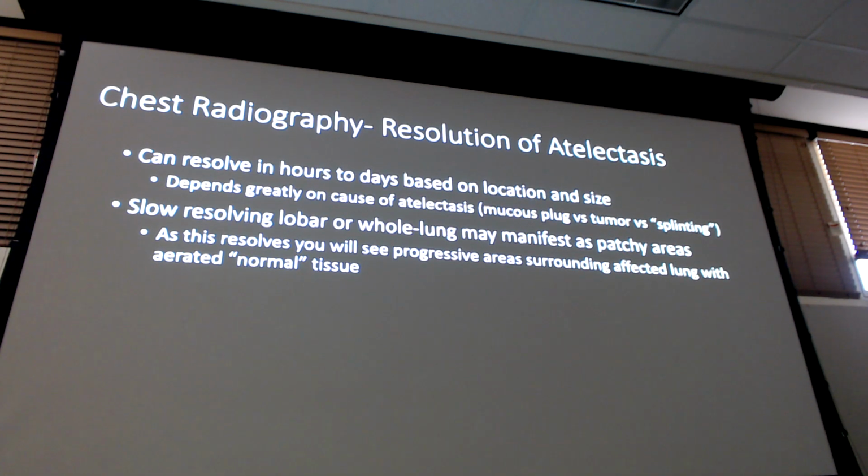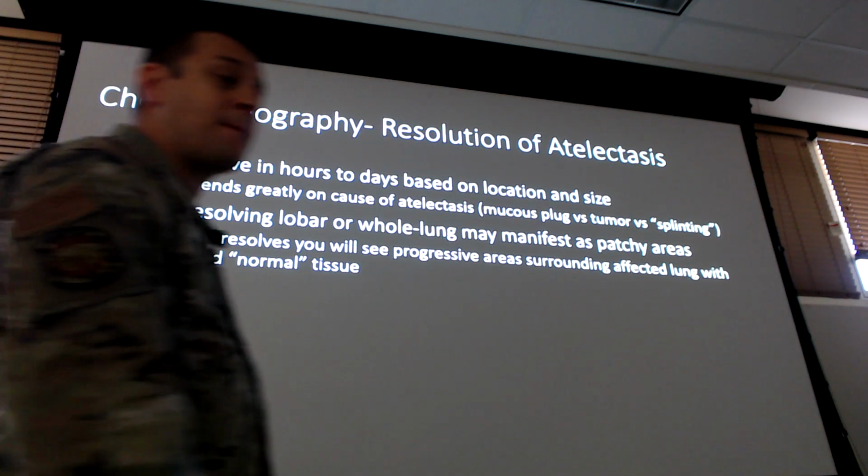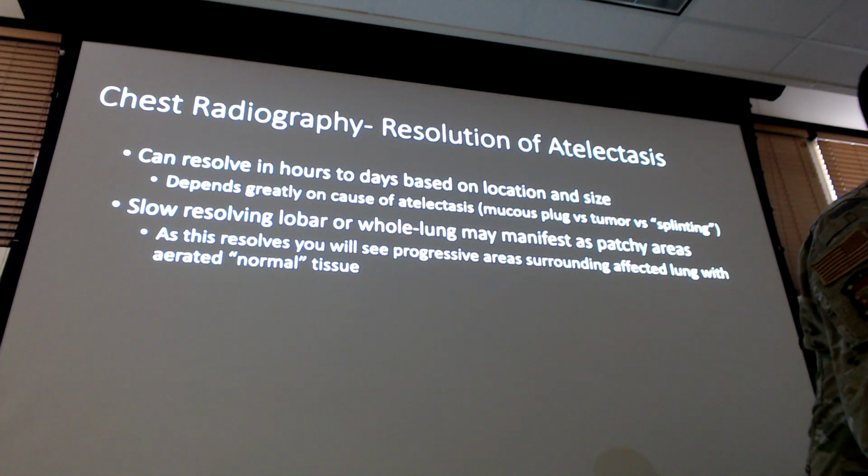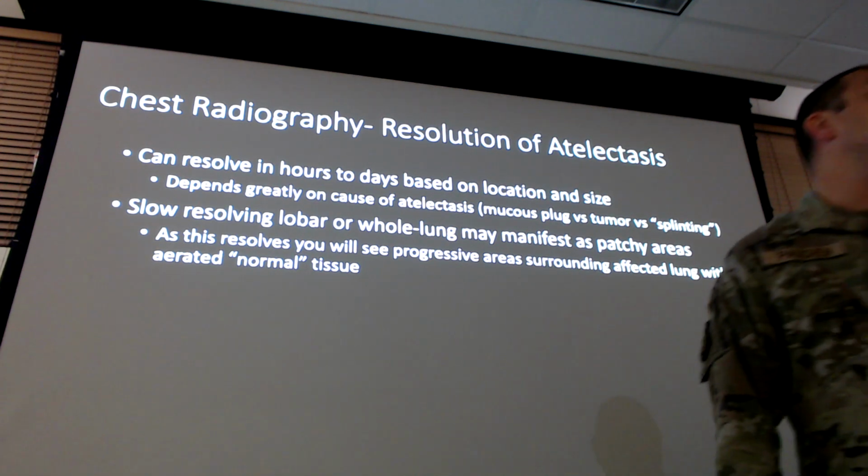Questions on atelectasis for now? It's a no now, but I'm sure you'll have a lot of them. Yeah, what's up? Because the epithelial lining of the alveolar sacs have collapsed, do we ever see damage of that epithelium? That's a good question. I don't know the answer to that one.